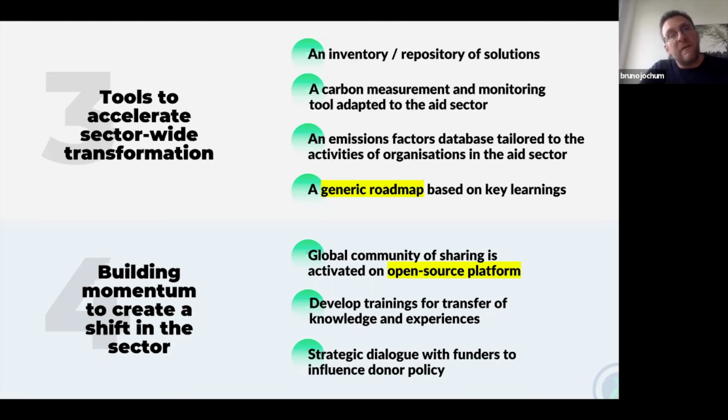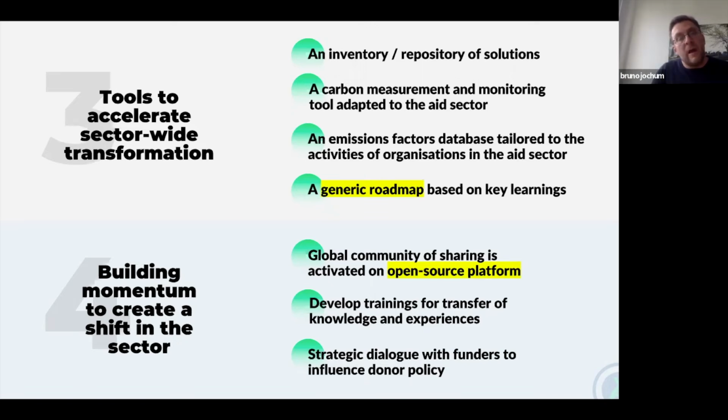An emissions factors database, which can feed into this carbon tool, which is important because emission factors have to be, I would say, more precise and adapted to the specific context and type of supplies that aid organizations use. And this is a project that we would like to deliver in 2023. And finally, and very important for the sector-wide transformation, it's to extract lessons from the first 2 years and work collectively towards a generic roadmap, which could be published and distributed by the second semester 2023.